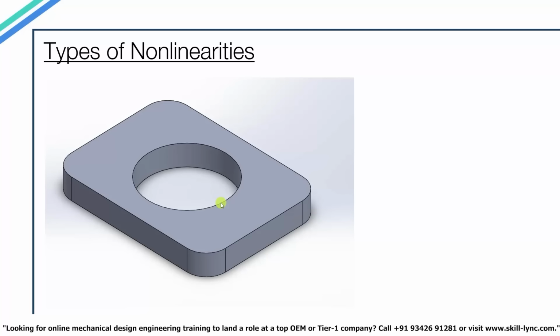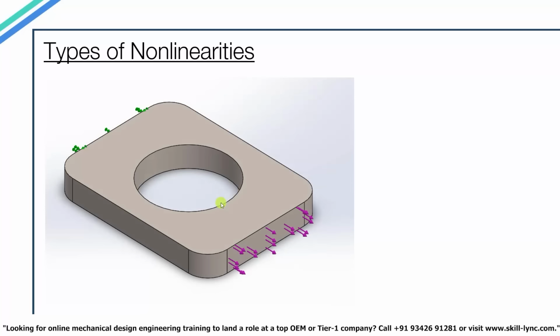To help you better understand the two types of non-linearities, we'll do a comparative study of a model. Just note we have already run the simulations in the SOLIDWORKS software and we'll be showing just the final result to you. First, let's take the model of this metal plate with a hole in it, and we'll apply a force of 300 kilonewtons on one end while the other end is fixed. We'll run both linear and non-linear analysis on this model.